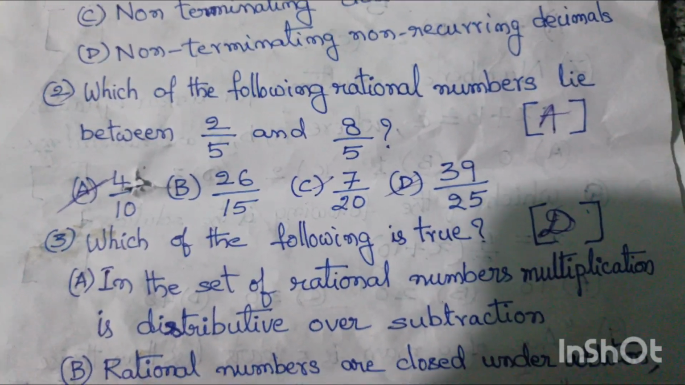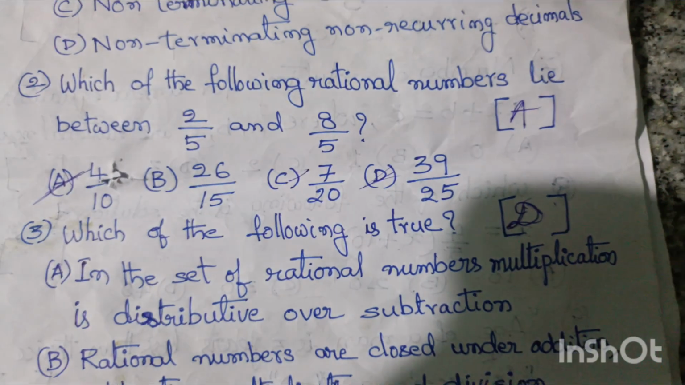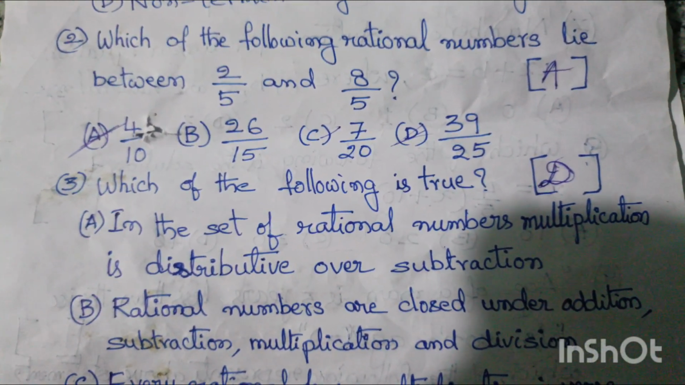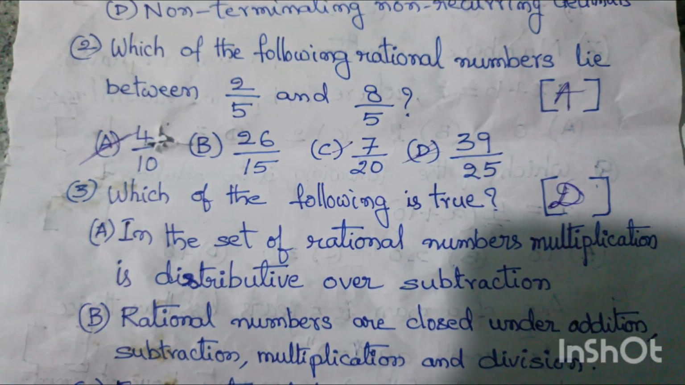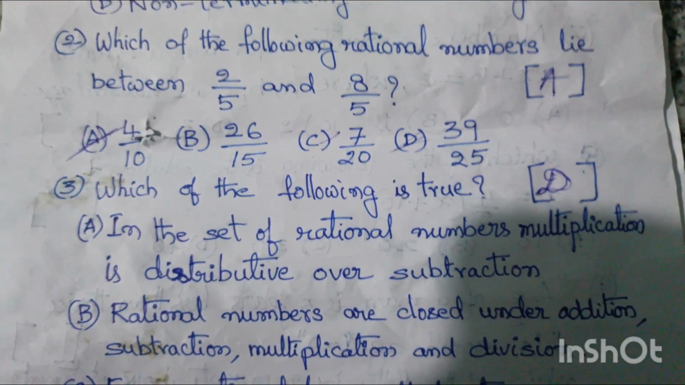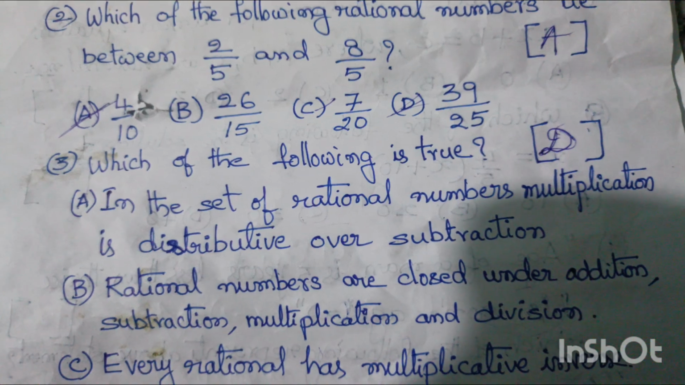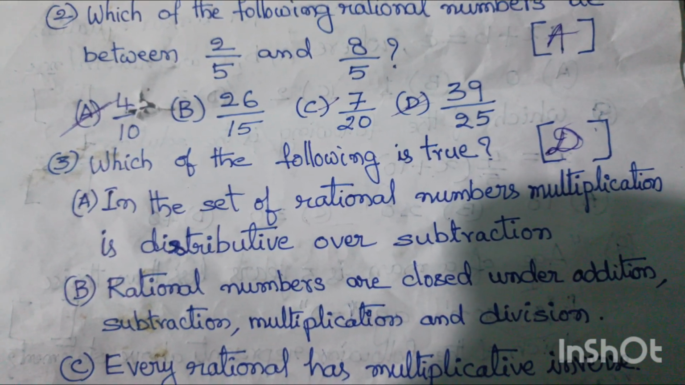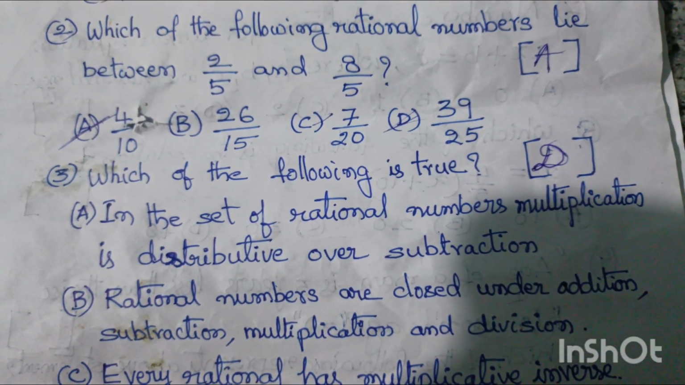Now the second question: which of the following rational numbers lie between 2 by 5 and 8 by 5? In between any two rational numbers there exist infinite rational numbers, that we all know. But here, in between 2 by 5 and 8 by 5, which of the following can lie? Look at the first option A, 4 by 10. 2 by 5 multiplied with 2 becomes 4 by 10. So that is not lying between 2 by 5 and 8 by 5.